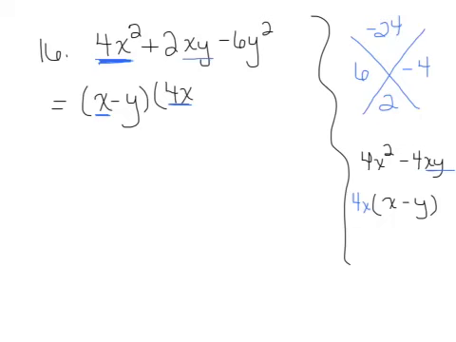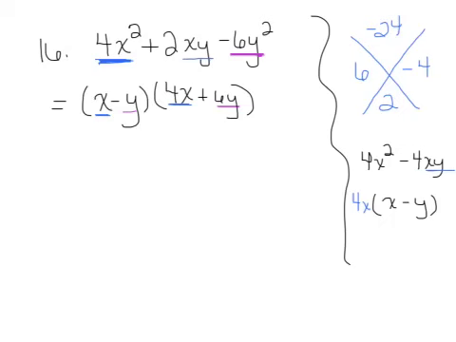In my last term, I need to get a negative 6y squared. So I need to multiply negative y times something to give me negative 6y squared. So I know it's going to be a positive 6y. Negative y times 6y gives me negative 6y squared.